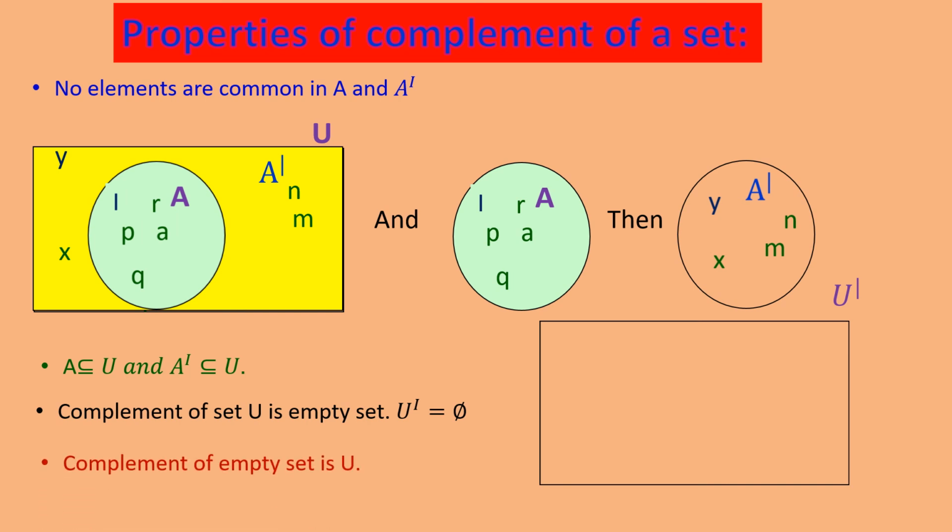The last one: the complement of the empty set will be what? Now see here, U complement is given to you, with no element. If you compare this with the universal set, in the reverse way you will get the U set, the universal set. That is why the complement of the empty set will be the universal set. I hope it is clear.